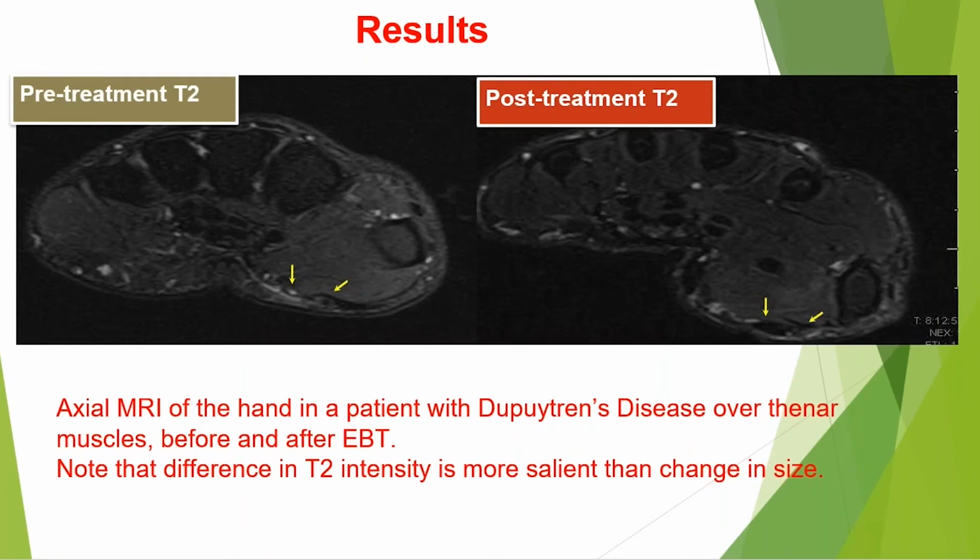This is an MRI of the hand of one of my Dupuytren's patients, again, over the thenar eminence. And on your left, you see the outline arrows, the pre-treatment T2, and on the right, the post-treatment T2, and the T2 intensity was more pronounced than the change in size, which was the point I was trying to make.